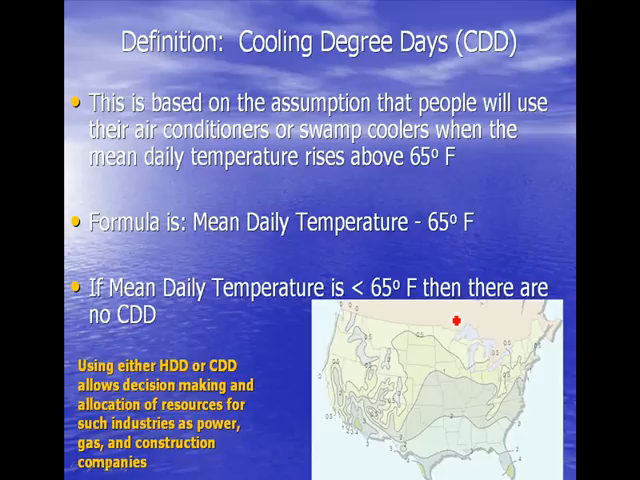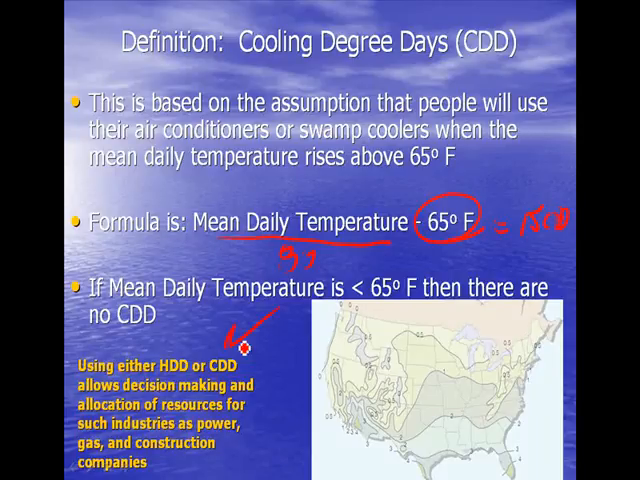Next item we'll look at are cooling degree days, and this is based on the assumption that people will begin to use their air conditioners when the mean daily temperature rises above 65 degrees Fahrenheit. So this is for the warm months of the year. The formula is the mean daily temperature minus 65 degrees Fahrenheit. So for instance, let's say that we have a high temperature of 90 and a low temperature of 70. Our mean daily temperature would be 80 degrees minus 65, and that would give us 15 cooling degree days. Again, if the mean temperature is below 65, then there are no cooling degree days.